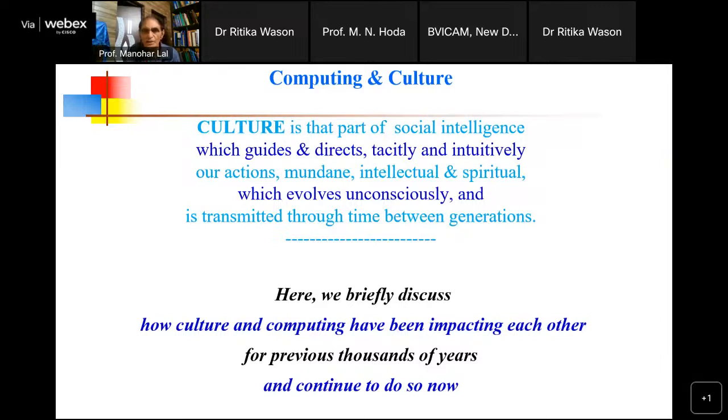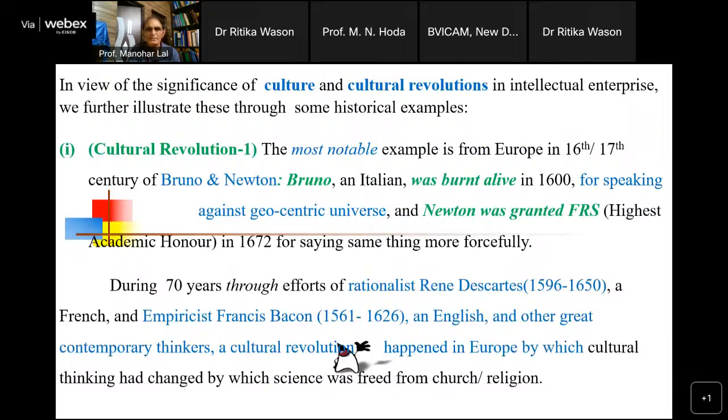Culture is that part of social intelligence which guides and directs tacitly and intuitively our actions, mundane, intellectual, and spiritual, which evolves unconsciously. The main thing about culture is that we go to the temple or we practice something without knowing that we are doing it because of cultural impacts. Here we briefly discuss how culture and computing have been impacting each other for the previous thousands of years.